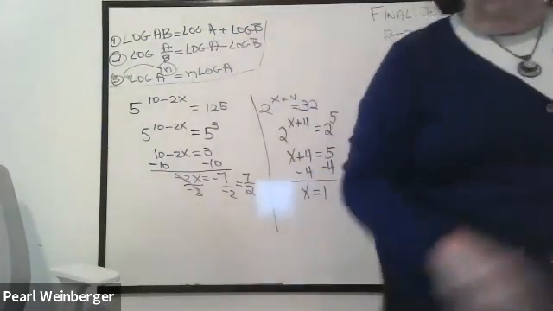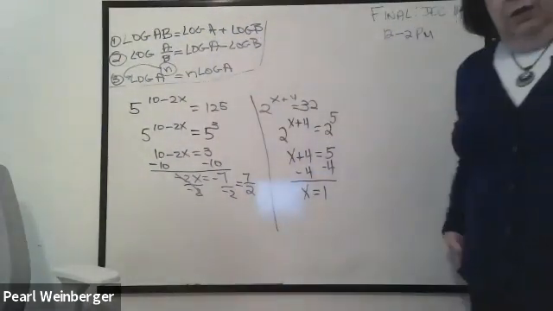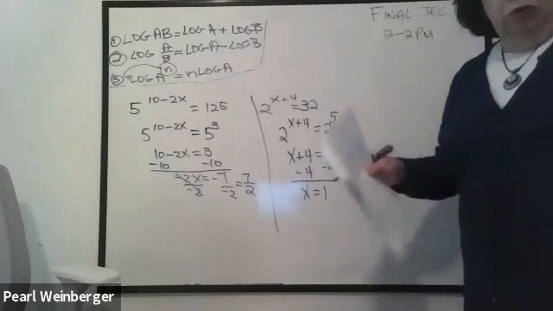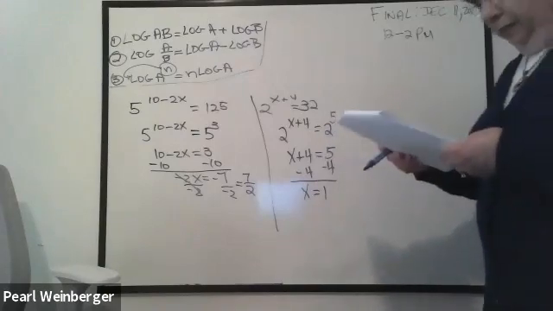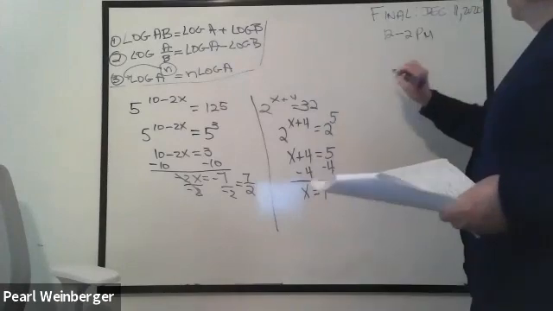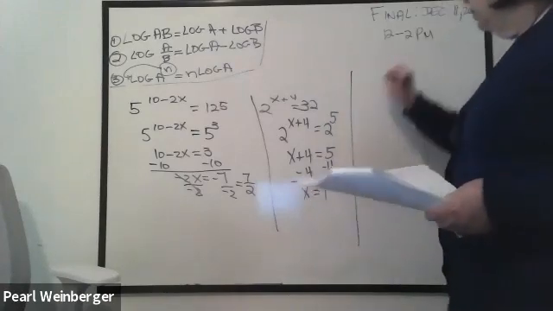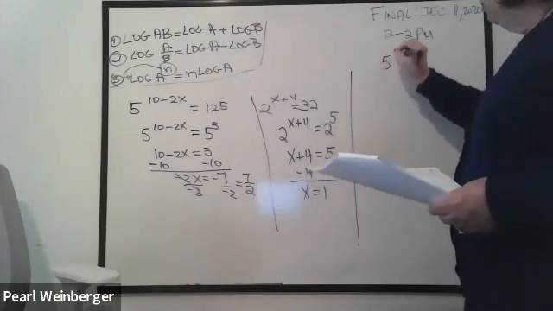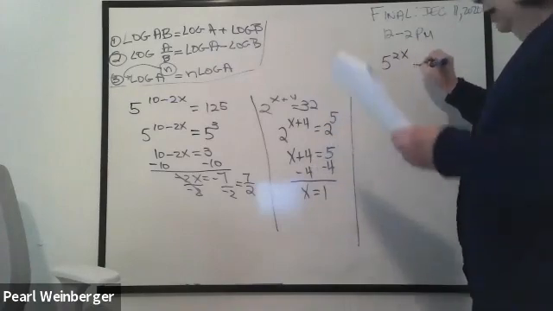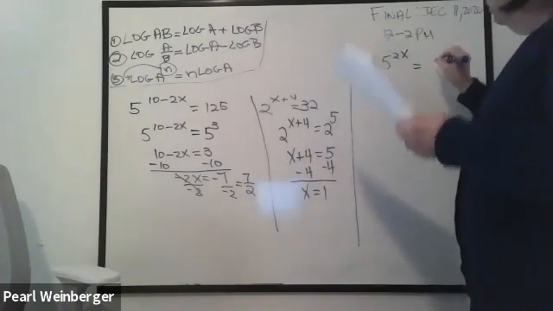I hope some of you got that answer. Okay, I want to do one more like this, similar. Here's the next one: 5 to the 2x exponent is 64.